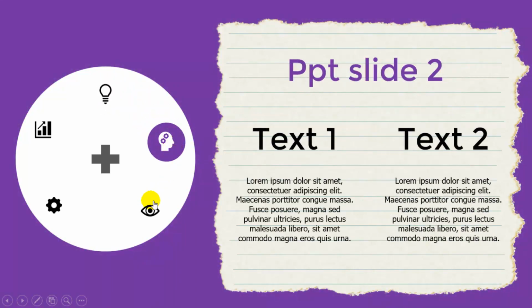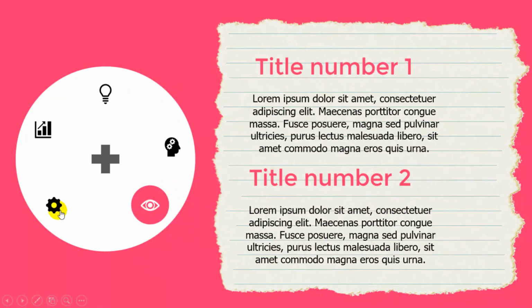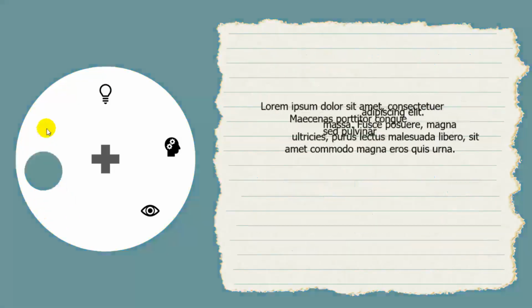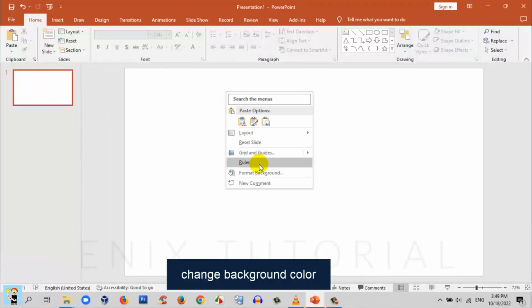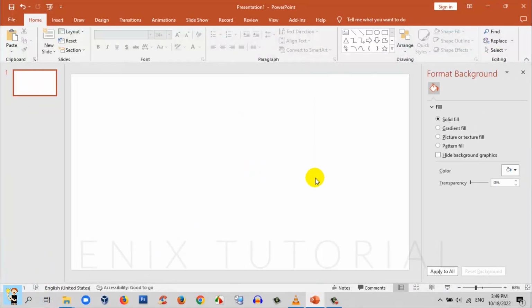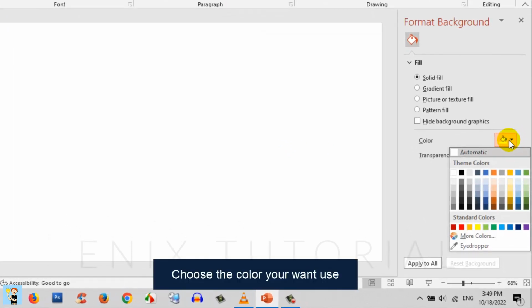In this video, I will show you how to make this PowerPoint slide. First, I will change the background color. Choose the color you want to use.